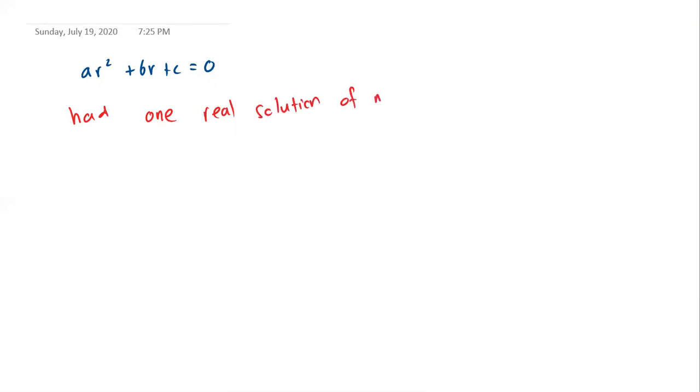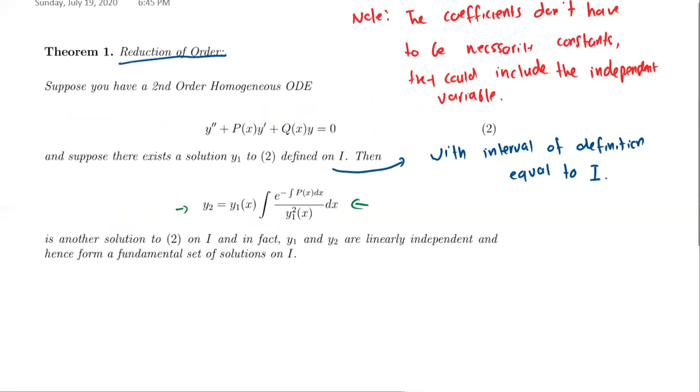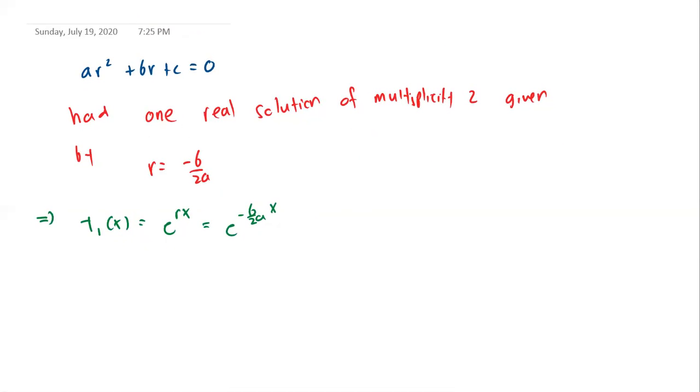So let's go back here. Actually, I'm going to do it on another slide. So we were looking at this polynomial equation. We found that we had one real solution, of multiplicity 2, given by r equals negative b over 2a. What that meant for us is that we had one solution where r is given as above, and I forgot to write the x there. So we have one solution, e to the negative b over 2a x.